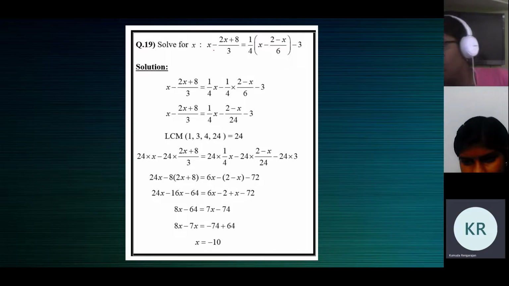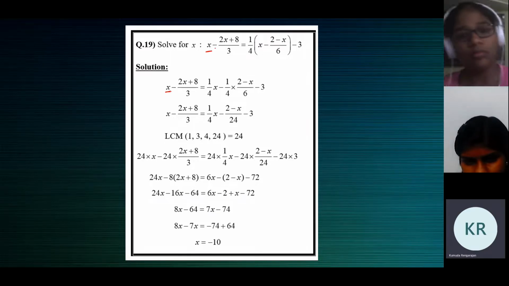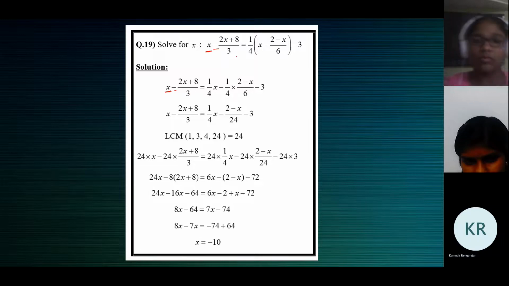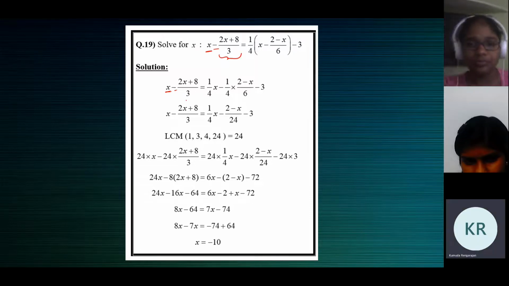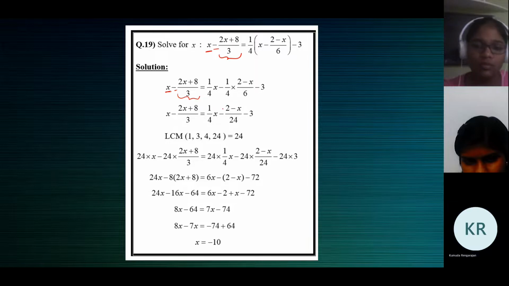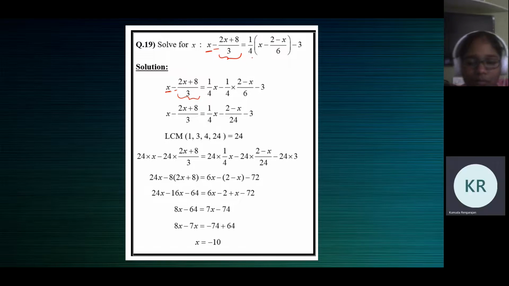So see here, write this x as it is. Here in the LHS, x as it is minus 2x plus 8 by 3 as it is. Okay? Is equal to, now let's open the bracket.